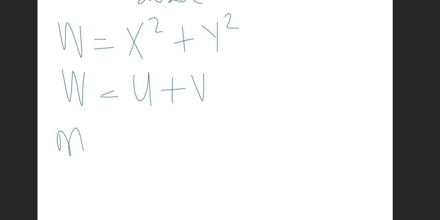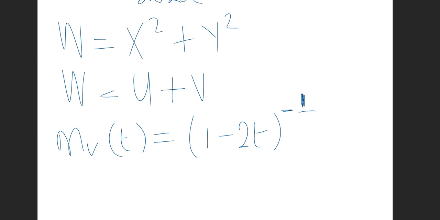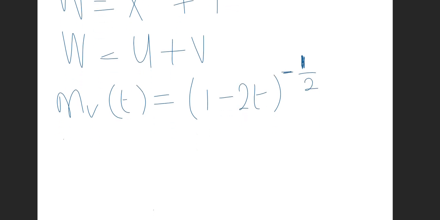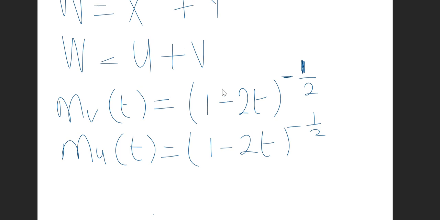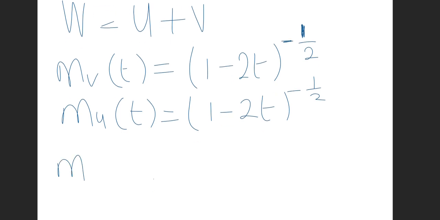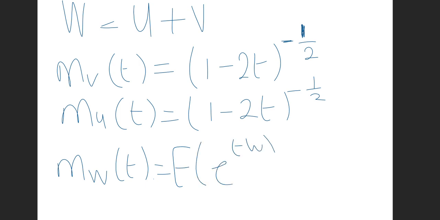Now we are going to use the moment generating function method of transformation. So the moment generating function of our V, this chi-square distribution, is 1 minus 2t raised to the exponent, since it has 1 degree of freedom, of negative half. And the moment generating function of U is going to be the same, 1 minus 2t raised to the exponent of negative a half.